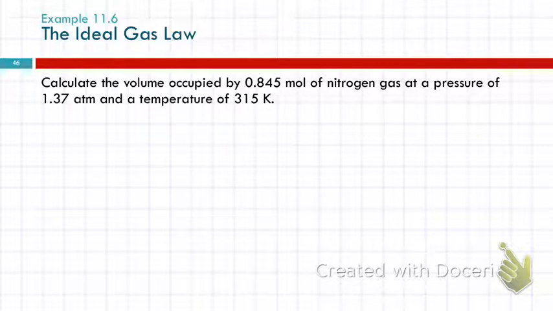So we know this is going to use the ideal gas law, but we're going to pretend that we didn't read the title, okay? So we read the problem: calculate the volume occupied by 0.845 moles of nitrogen gas, a pressure of 1.37 atmospheres, and a temperature of 315 Kelvin. Okay, so we draw the table, and we start collecting the numbers.